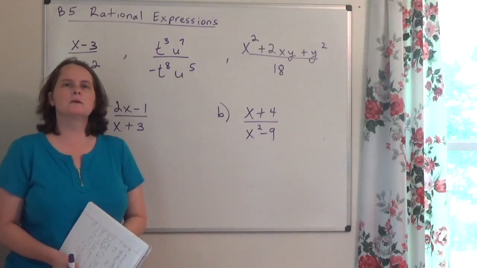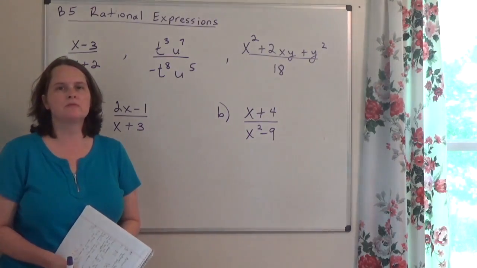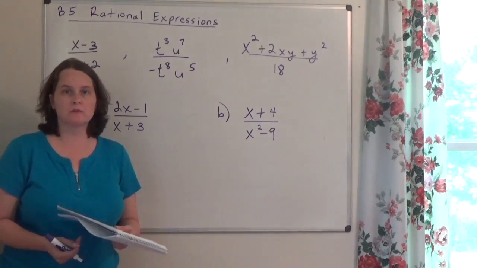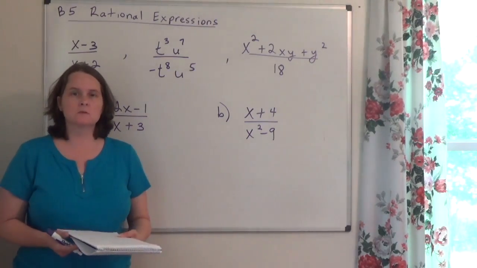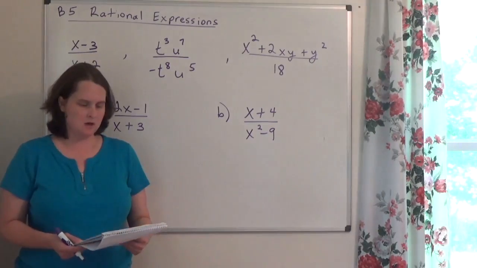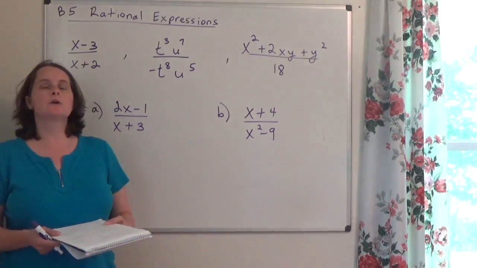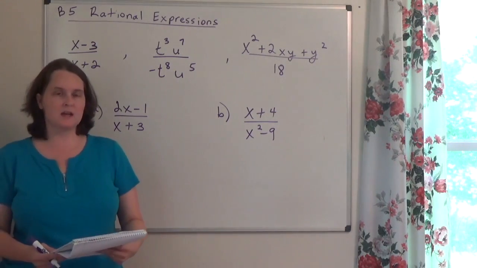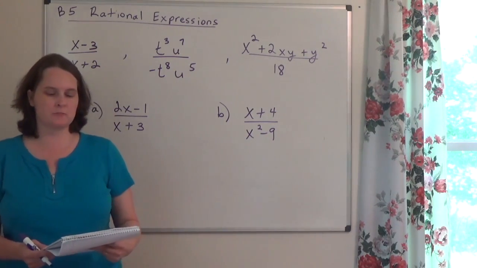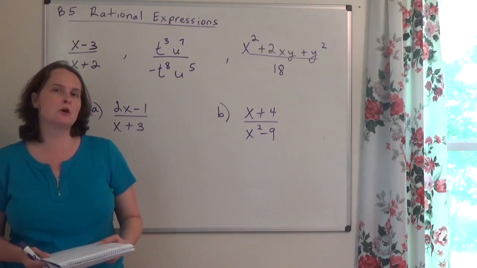Hi guys, let's go ahead and talk about section B5. This is the third section that we've covered. This one covers rational expressions. You should be looking at your notes as we go through this together. You'll see the beginning of the note states that a rational expression is a ratio of two polynomials.